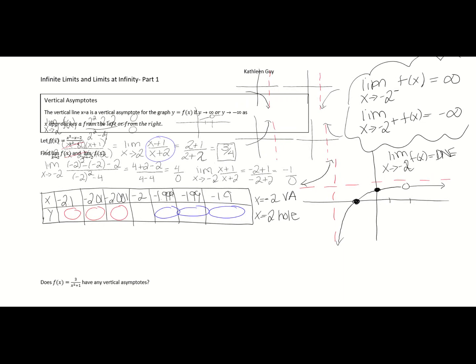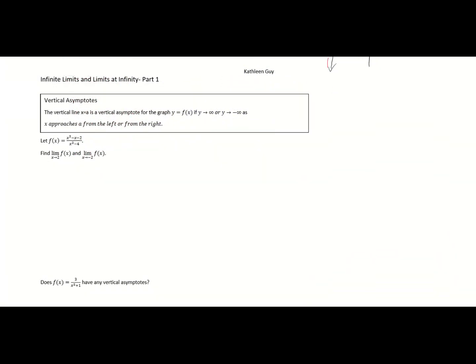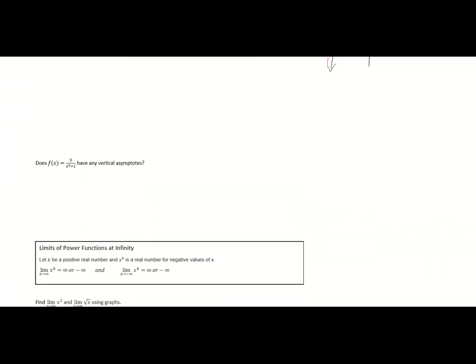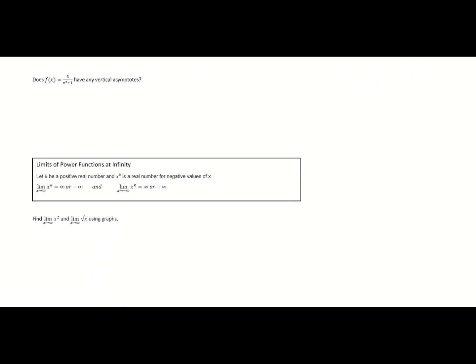Okay, let's take a look at this problem here that I have next, which is a different type of function. I'm being asked here, does f(x) = 3/(x² + 1) have any vertical asymptotes? The reason I'm asking this next is because the holes and the vertical asymptotes come from when the bottom is 0, when the denominator is 0. So if it has any vertical asymptotes, it will come from the bottom.